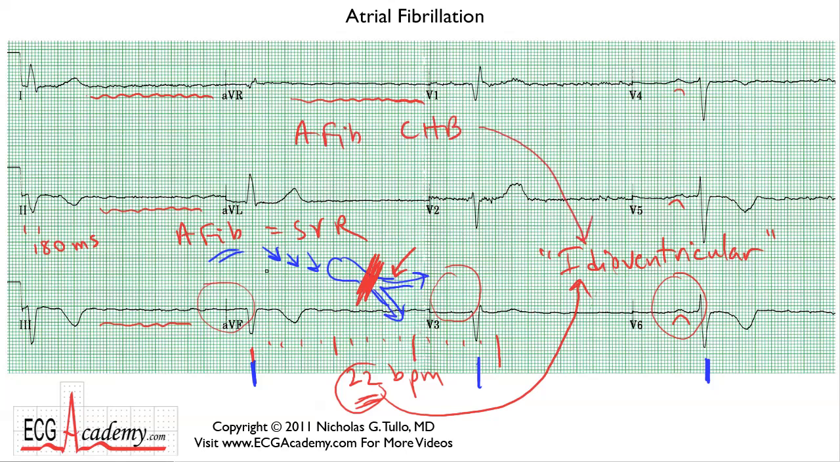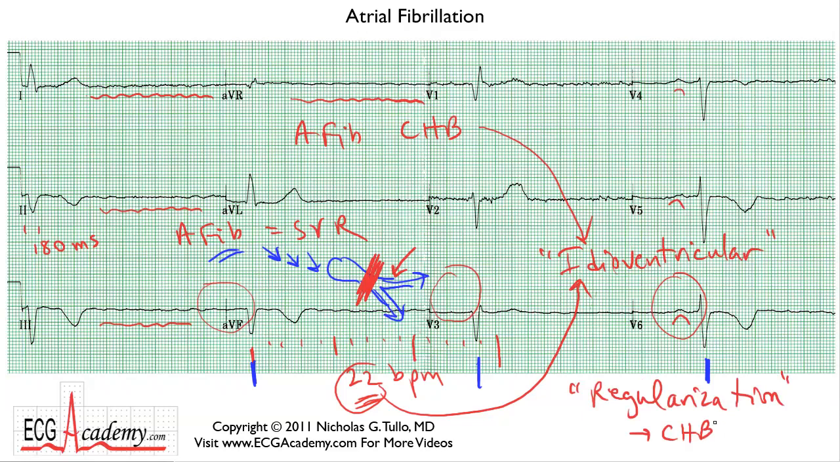Now, of course, you can have AFib with a slow ventricular response, and you can see rates in the 40s and 50s, but the R-to-R interval should be irregular. If it's not irregular, if you have regularization of atrial fibrillation, that implies that you have complete heart block.